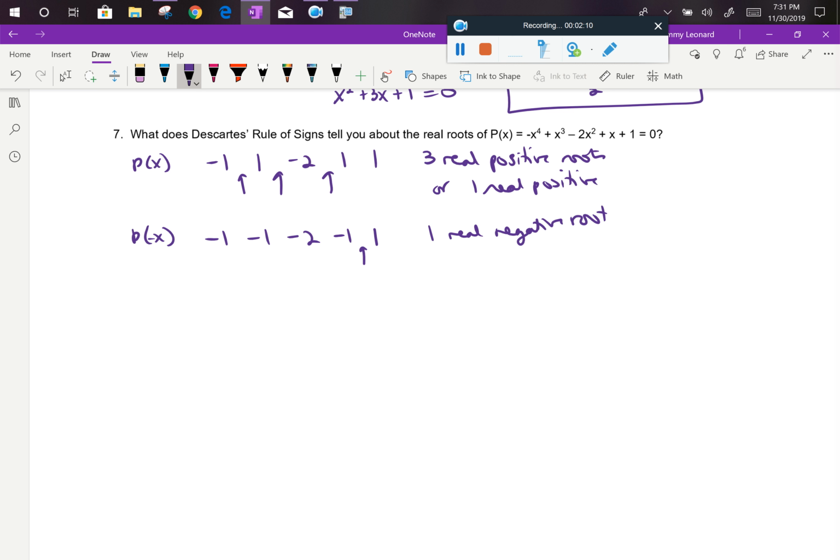So this enables me to have a sense of what types of roots I can expect to have in this problem. It doesn't tell me what any of them are. It just tells me what I can expect about the types of roots and their signs.